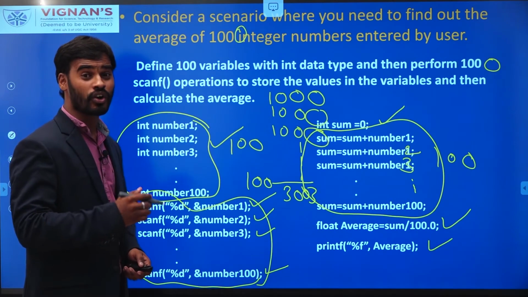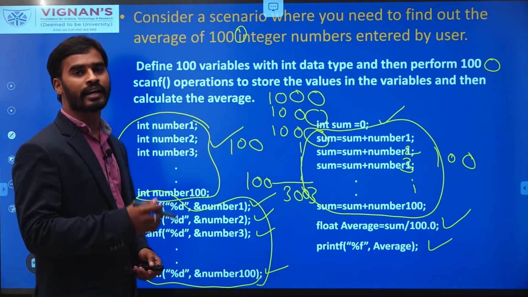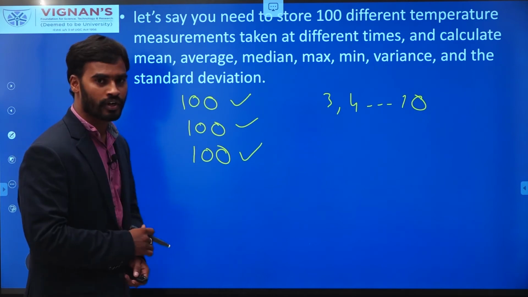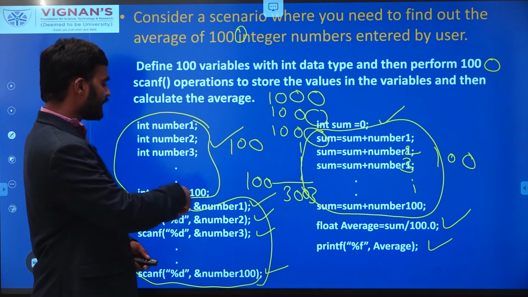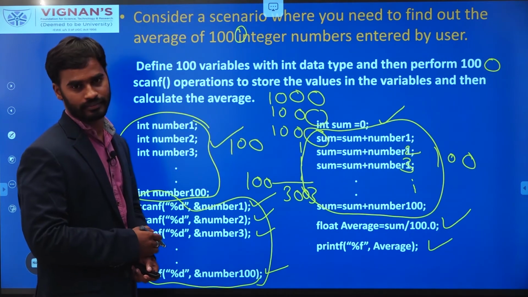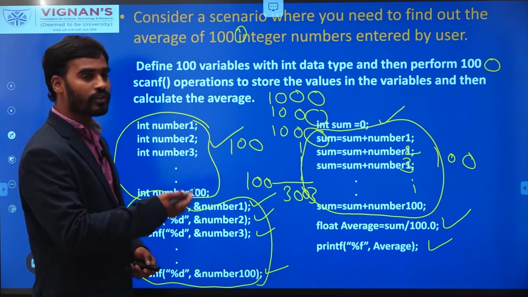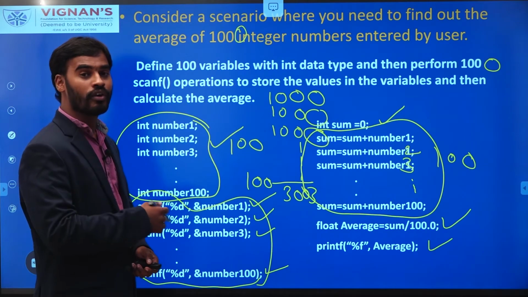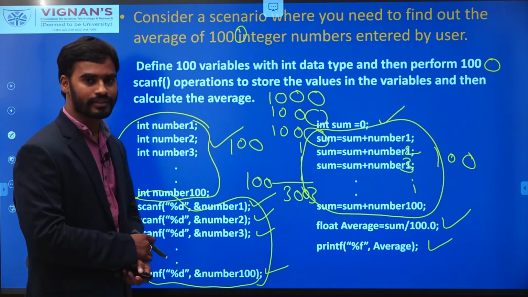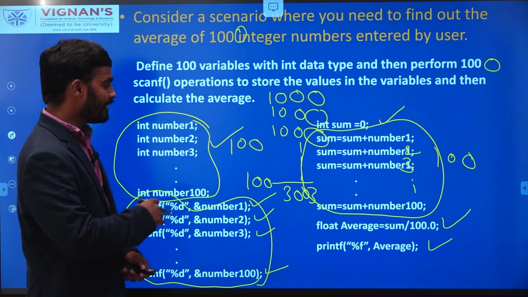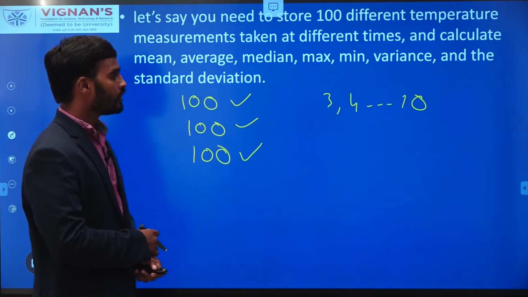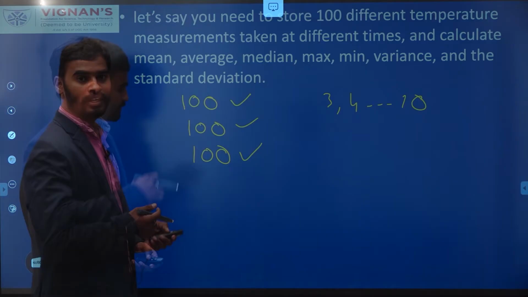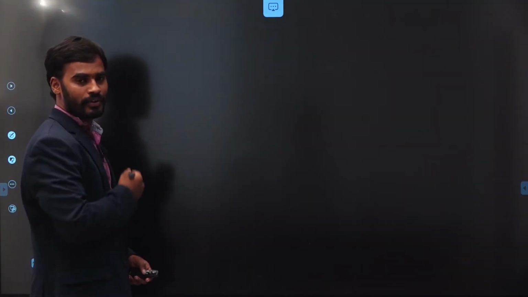But if you are working with a large amount of data like 50, 100, 1000, 10,000, 1 lakh quantity of data, this way of writing programs is not at all efficient. So what will we do? We will go with a new concept called arrays, and we will eliminate the redundant code in our program. Before going into arrays, let's see what we did in the previous program.